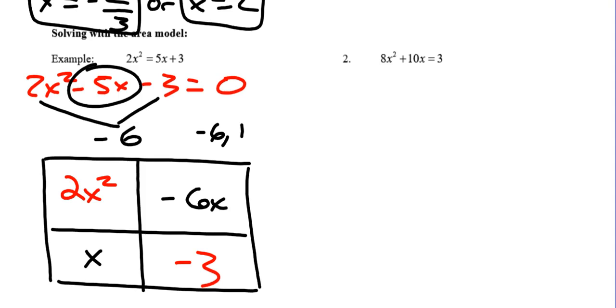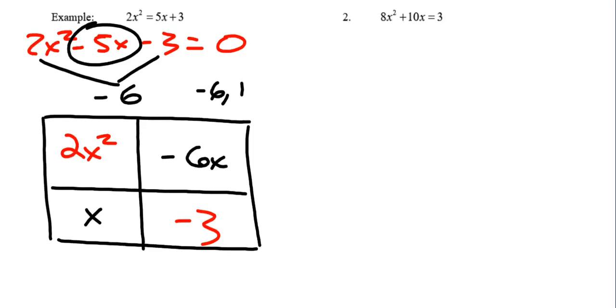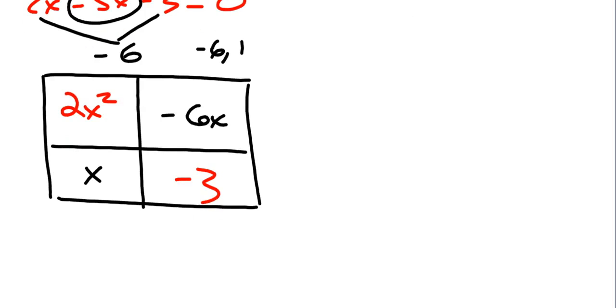Now we're going to factor across the top. 2x squared minus 6x. What are the common factors here? What's the greatest common factor? You take out a 2x. So if I take out a 2x from 2x squared, what's left? I have an x. I'm going to write that down here. If I take out a 2x from negative 6x, what's left? Negative 3.